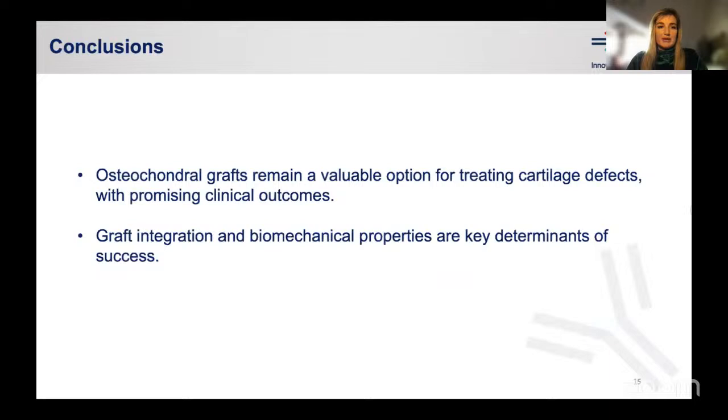So basically, I want to conclude my talk: osteochondral grafts definitely remain a very valuable option for treating cartilage defects. And we definitely need to keep in mind their biomechanical properties before we introduce our developed materials into the clinics.